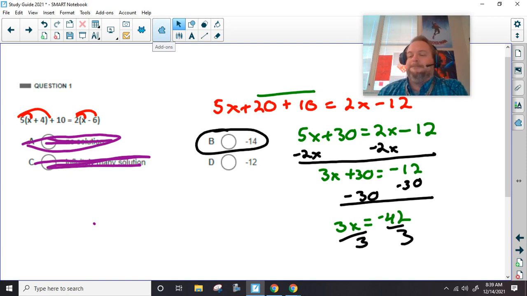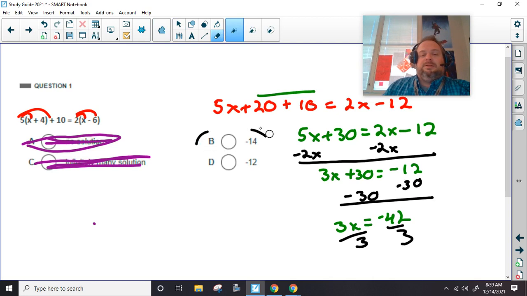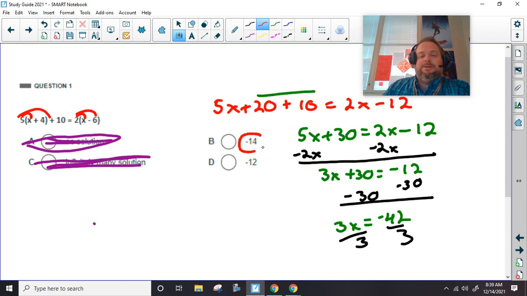Yeah, I told y'all that. How about I just circle the actual answer? Is that more better? The answer is 14, no matter which letter it is. Yeah, negative 14, same difference.